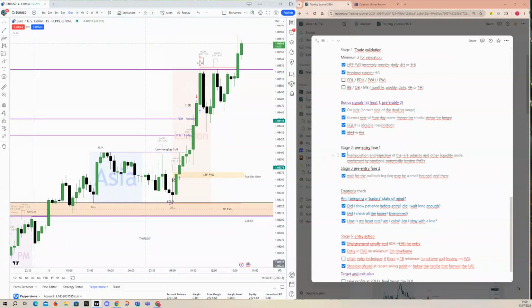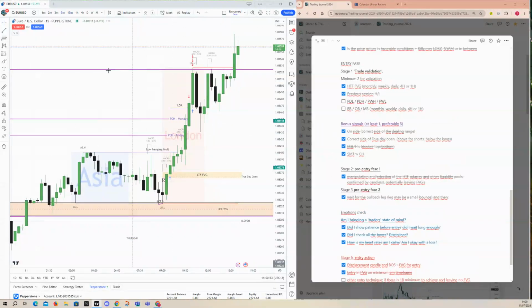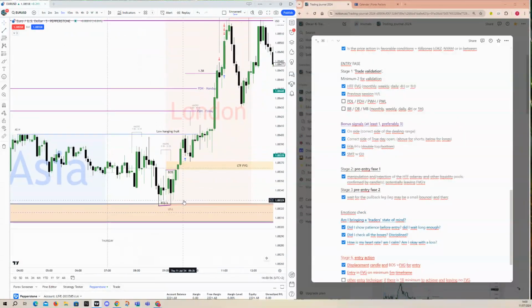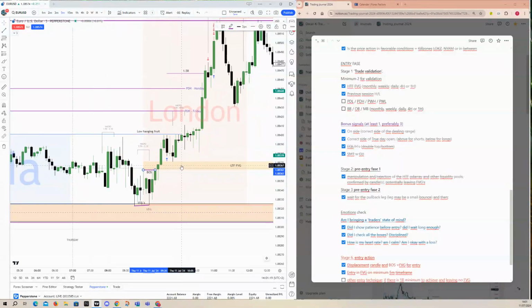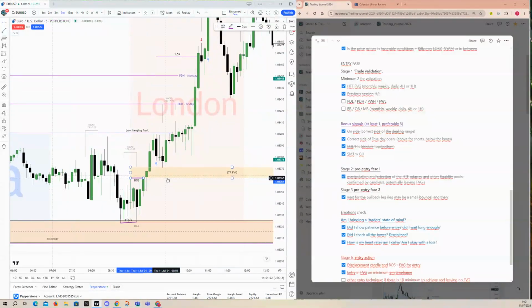The pre-entry phase for me is when I see price rejecting off this 4-hour fair value gap, which it did quite nicely, but it was not until then that I thought, okay, this is going to be a valid trade. So I had to wait all this time until this break of market structure was taken out. A lot of times you will see that it's at the same time, or it will also leave some fair value. In this case, also on the 5-minute, you can see this fair value gap was created.